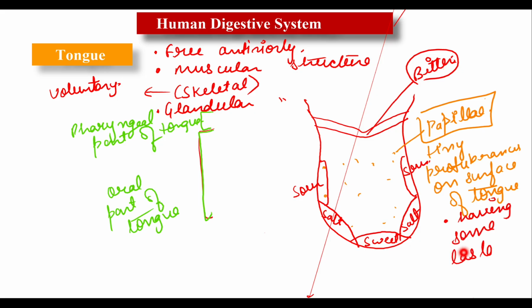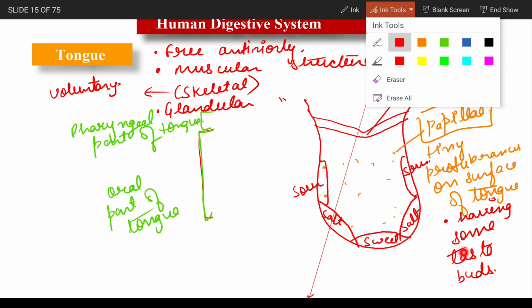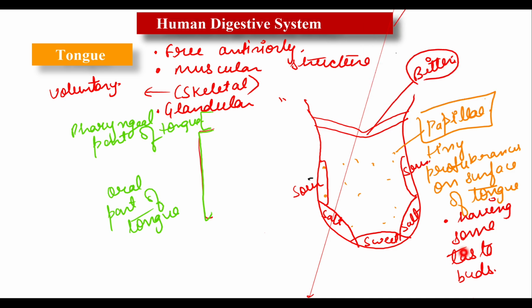Having some taste buds, due to which you are able to feel the taste on your tongue. Okay, so just write down the function, beta. That tongue is not only an organ of taste. So what is the first function? This is the organ of taste. Okay, this is the function.